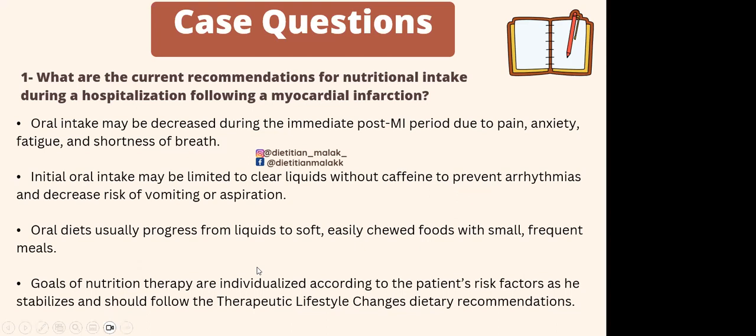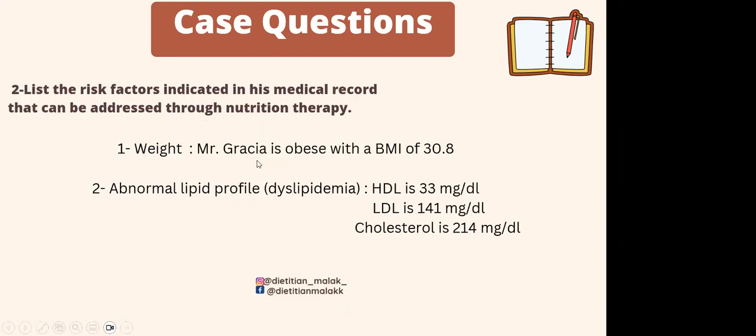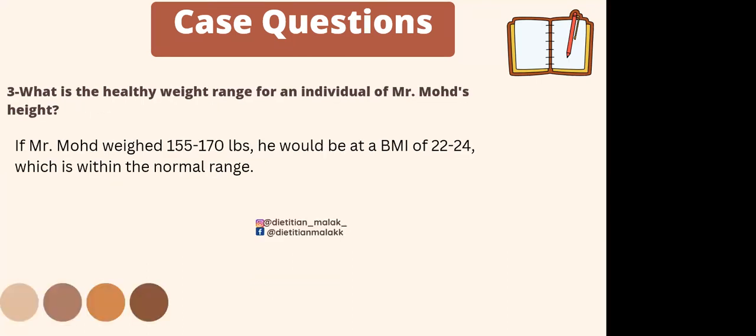All right. Next up, list the risk factors indicated in his medical record that can be addressed through nutritional therapy. The main issue here is the weight, yes, of course, but also we have an abnormal lipid profile. The main focus is really the abnormal lipid profile, because if you fix that, the weight issue is going to change. And it is not the main issue at this stage.